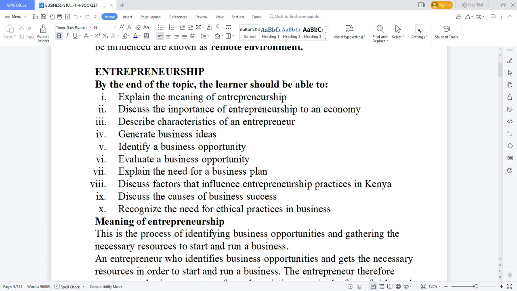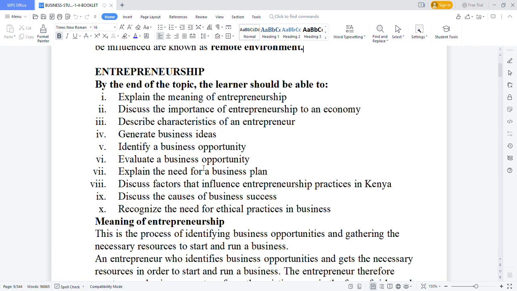This is entrepreneurship. By the end of the topic, the learner should be able to explain the meaning of entrepreneurship, discuss the importance of entrepreneurship to an economy, describe the characteristics of an entrepreneur, generate business ideas, identify business opportunity, evaluate a business opportunity, explain the need for a business plan, discuss factors that influence entrepreneurship practices in Kenya, discuss the causes of business success, recognize the need for ethical practice in business.